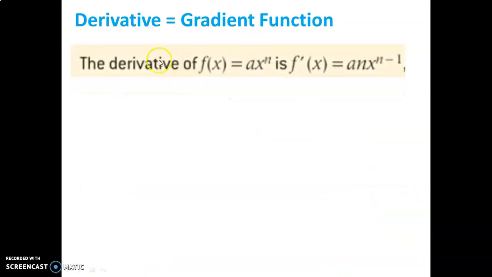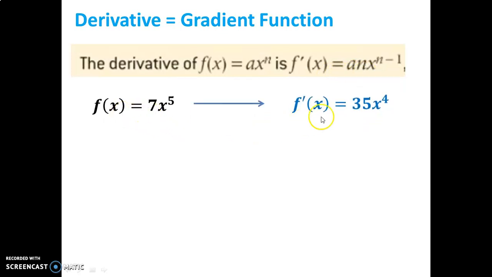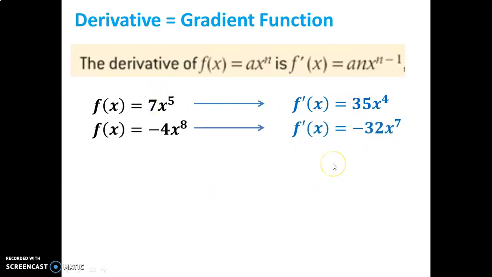So now just a reminder, derivative is the gradient function. So if we have this, then the derivative is this. That's the rule we just came up with. Here's an example of that. Here's a function. Here is the derivative. The 5 multiplied by 7, 35, and this was reduced by 1. Great, try another one. The derivative of that is this.